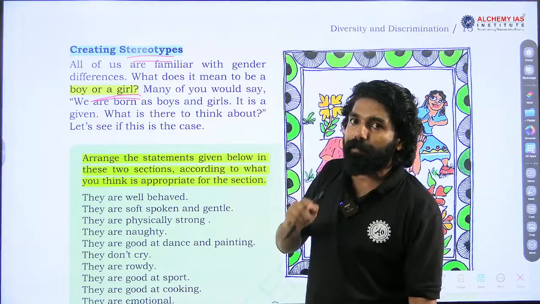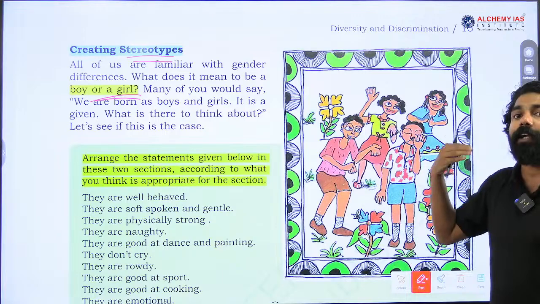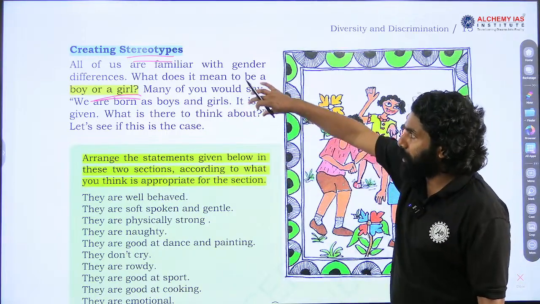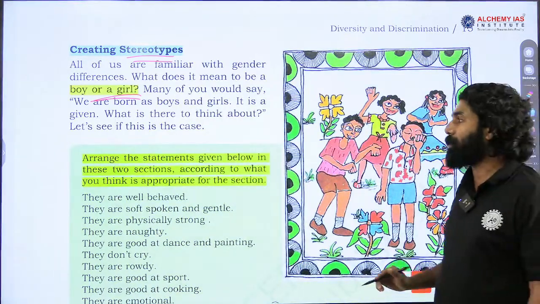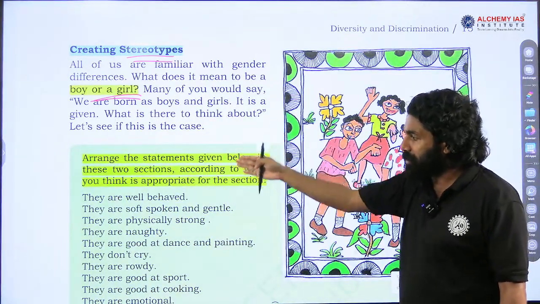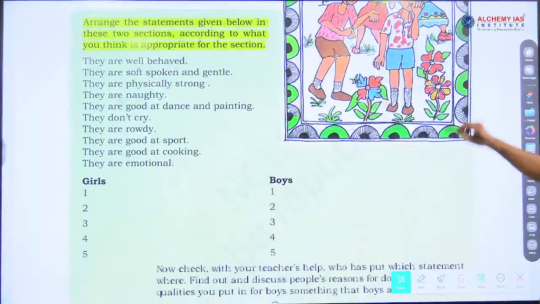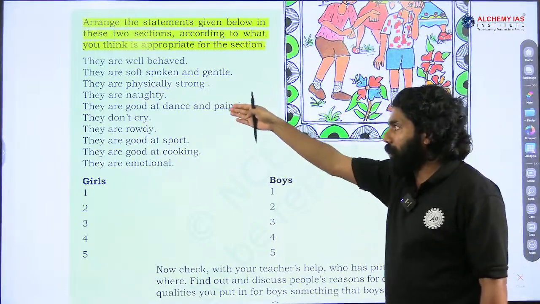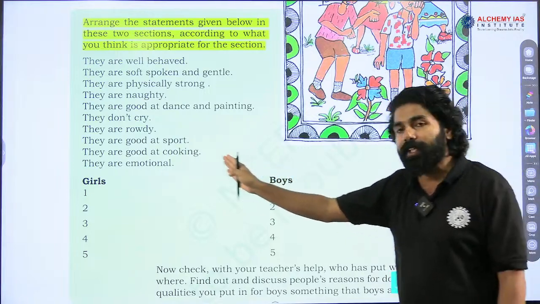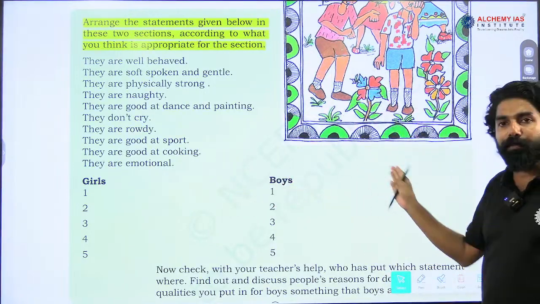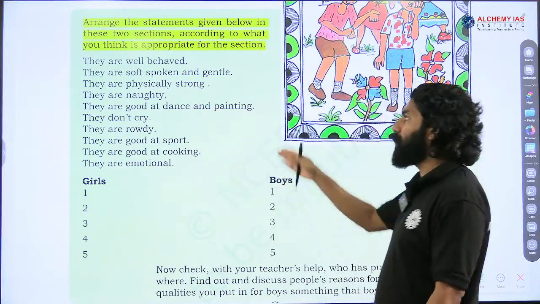When we take the example of girls and boys, the quality that a boy may have, the quality that a girl may have. In order to explain these differences between the two genders, and how we create stereotypes towards these two sections, statements were given. The students in the 6th standard were asked to arrange these statements in two columns: one is the characters that we can see in girls, the other the qualities that we can see in boys. The students were given a task to arrange these following statements.